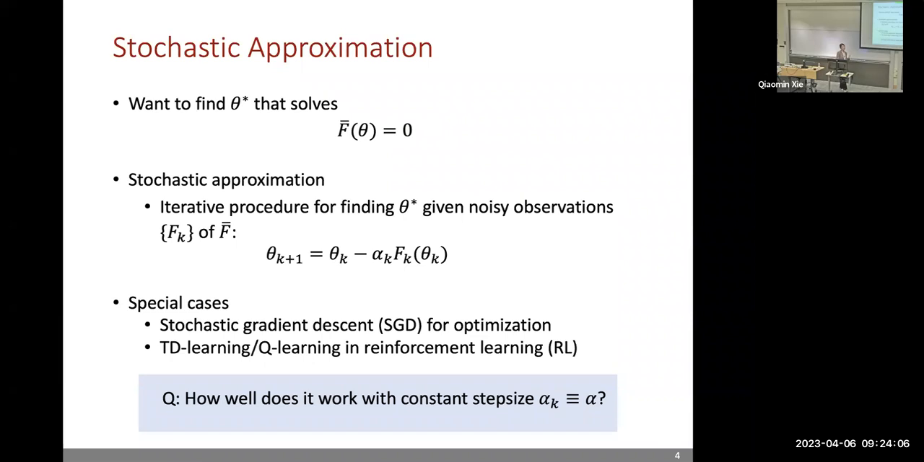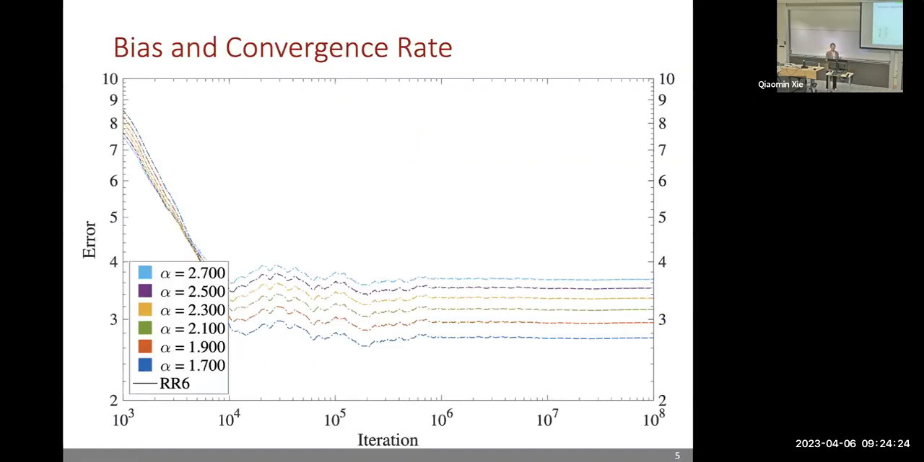And there are several reasons why people want to use constant step size. First, it's easy to use. You don't need to tune the parameter so much. And later we will see there are some benefits of using constant step size in terms of convergence rate. Okay, so just a preview of our results here.